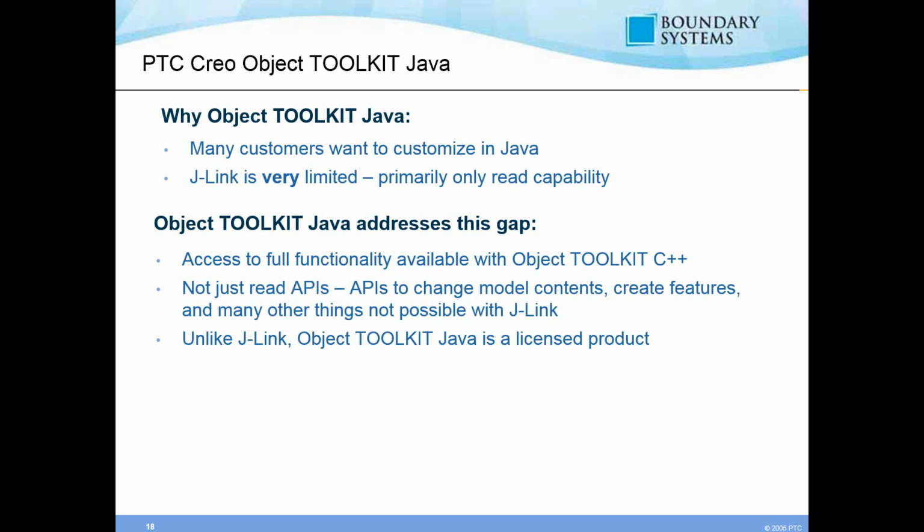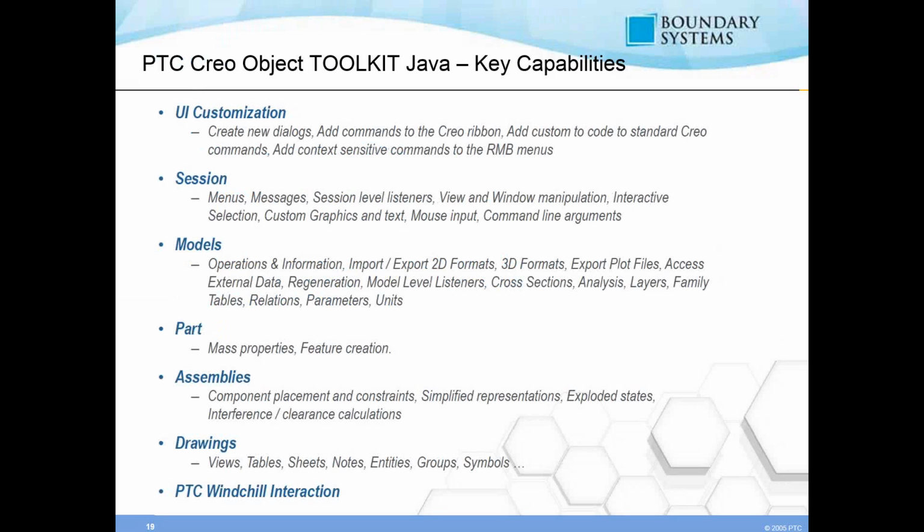And so Object Toolkit Java addresses that gap. It provides access to the full functionality that is available in Object Toolkit C++. So both of the Object Toolkit APIs provide comparable functionality, just with different languages, C++ versus Java. Unlike JLink, it's not just read APIs. It gives you APIs to change model contents, to create features, to do all sorts of functionality that just wasn't possible with JLink. So again, that's really a key point, is this is now a fully capable development tool that gives you access to really do a lot of the same types of things that you could do with Pro Toolkit previously. Now, unlike JLink, because this is providing a lot more capabilities, Object Toolkit Java is a licensed product, and we'll get to more information about the exact licensing in a second here.